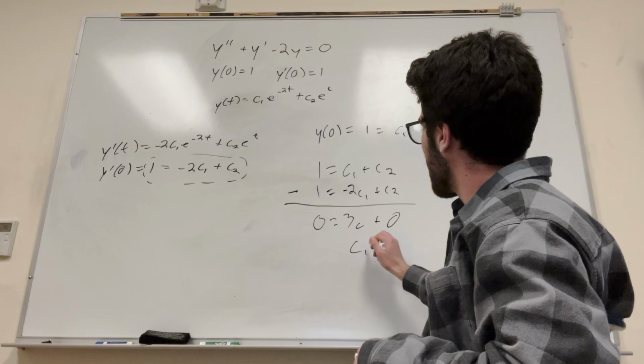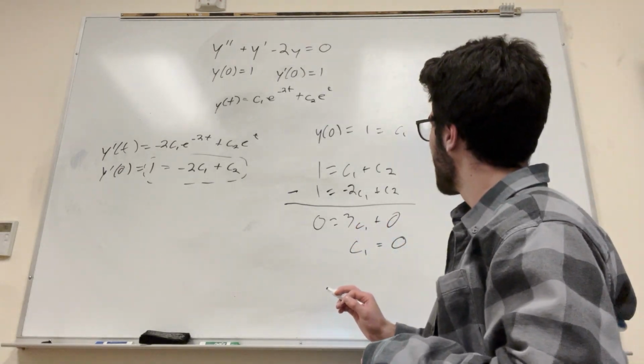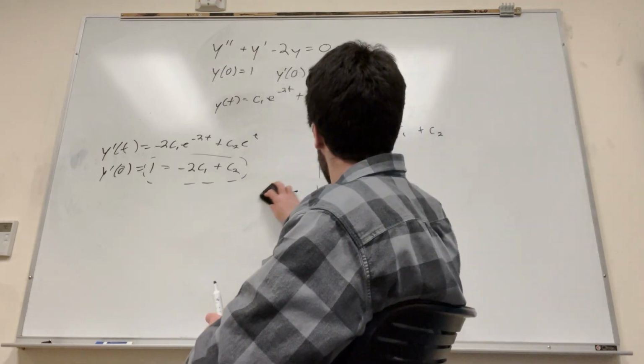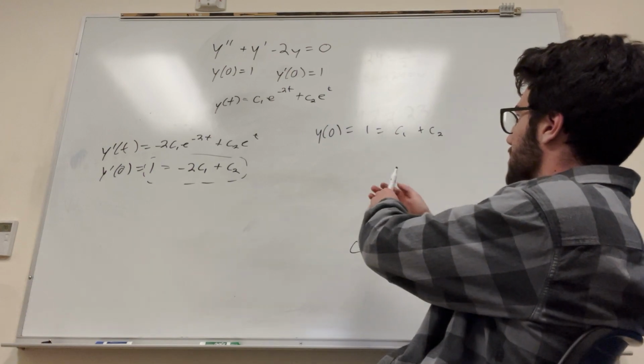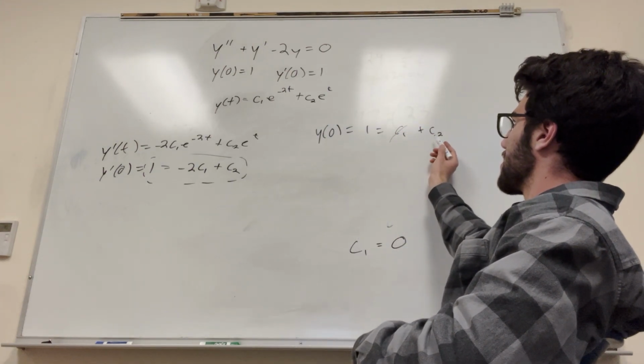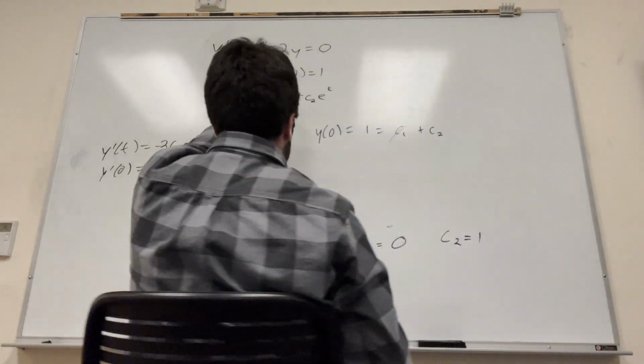That means that c1 is equal to 0, right? That's the only thing that satisfies this equation. Okay, so we have c1 is equal to 0. Let's plug it back into this equation here. If c1 is equal to 0, then this term is 0, and c2 is equal to 1. Okay, now we have our two constants.